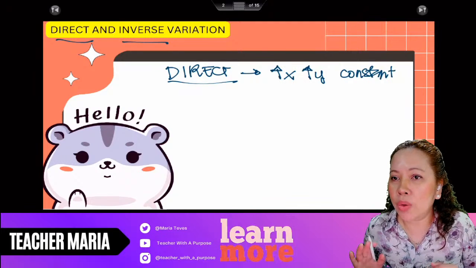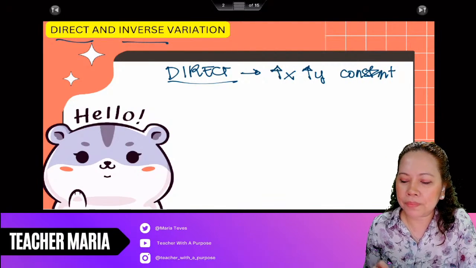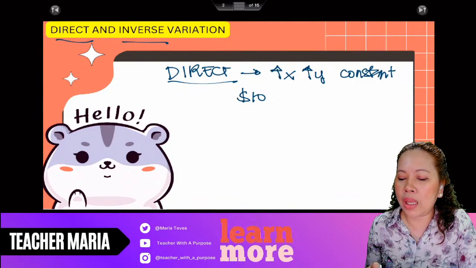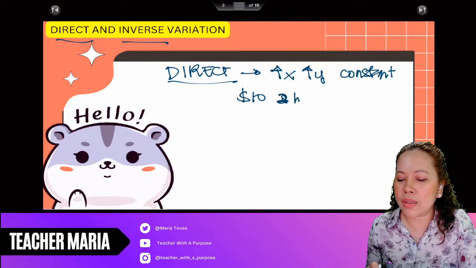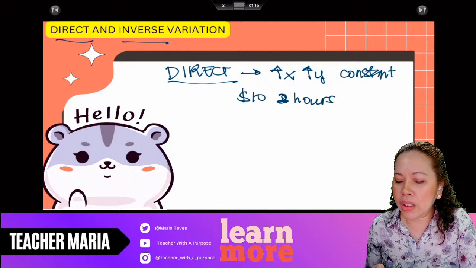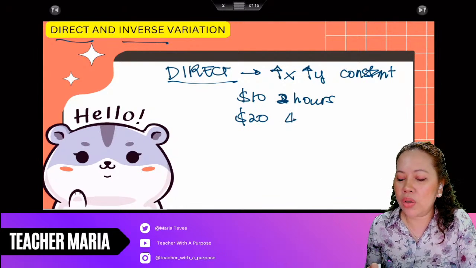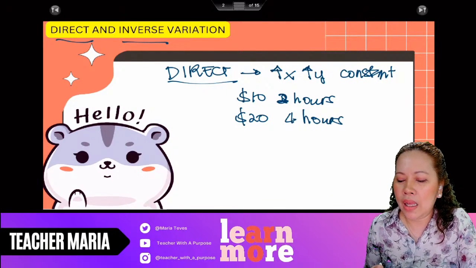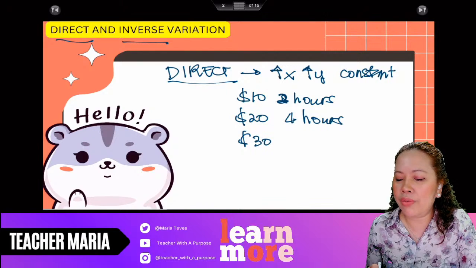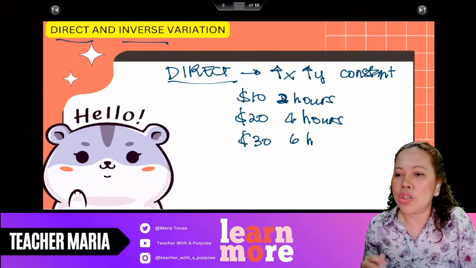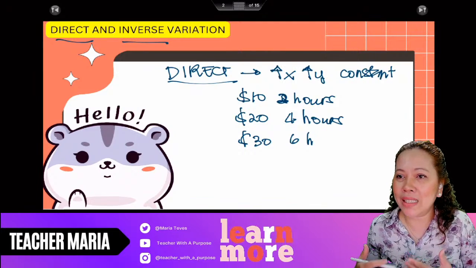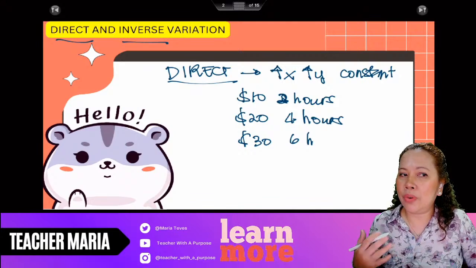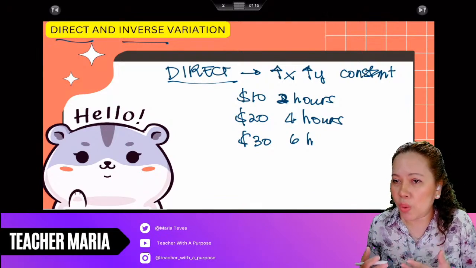Constant. So what do we mean by constant? Let's say for example, you are earning $10 for working for 2 hours. So you will earn $20 if you were to work for another 2 hours, right? And then it will increase to $30 if you work for the next 2 hours. So that is how it is when we say direct variation. As one increases, the other as well increases. So for example, your income will also increase.